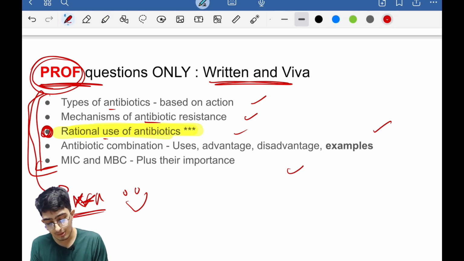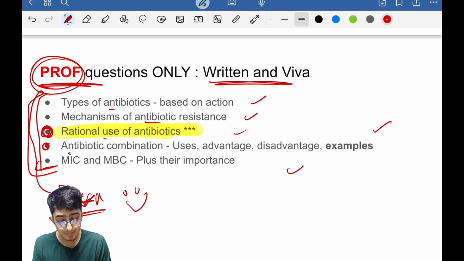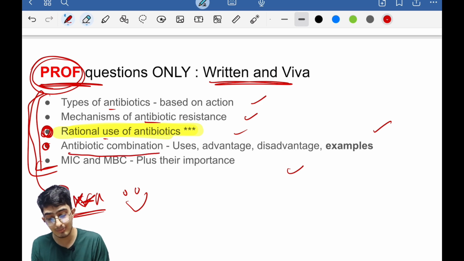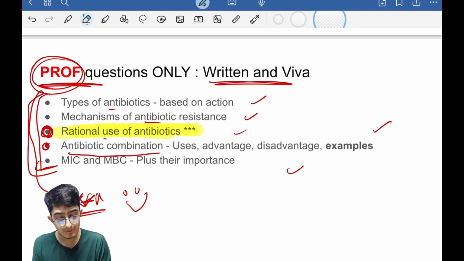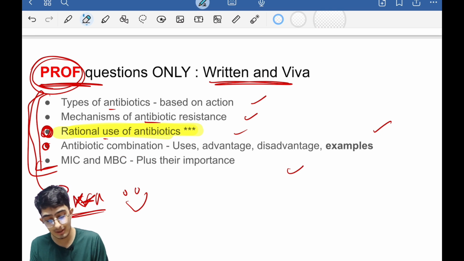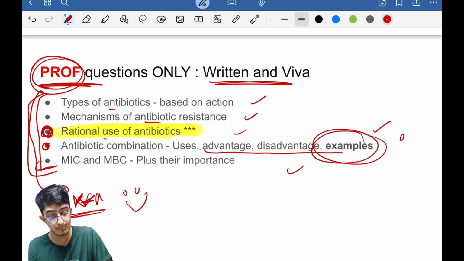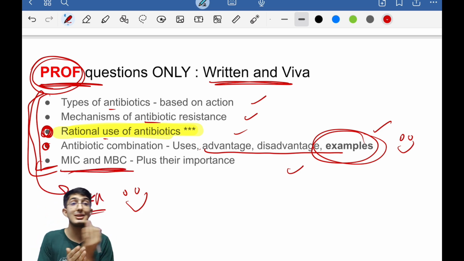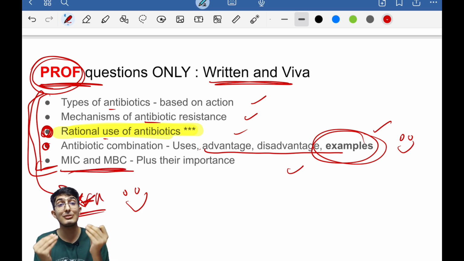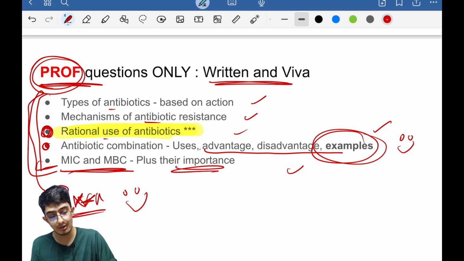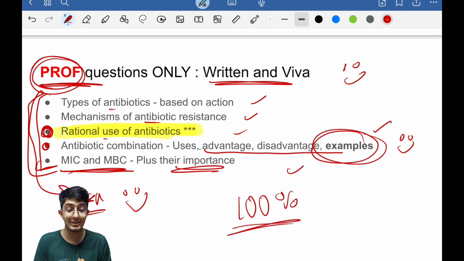Apart from this, we'll also be talking about antibiotic combinations. What are antibiotic combinations? What are the types, advantages, and disadvantages of antibiotic combinations, along with examples, which is very, very important. And we'll also be talking about MIC and MBC. What is MIC? What is MBC? What is the actual importance of these things, right? So we'll try to understand all of it, and trust me, 100% of everything I discuss today in this video is going to come in your exams, right?